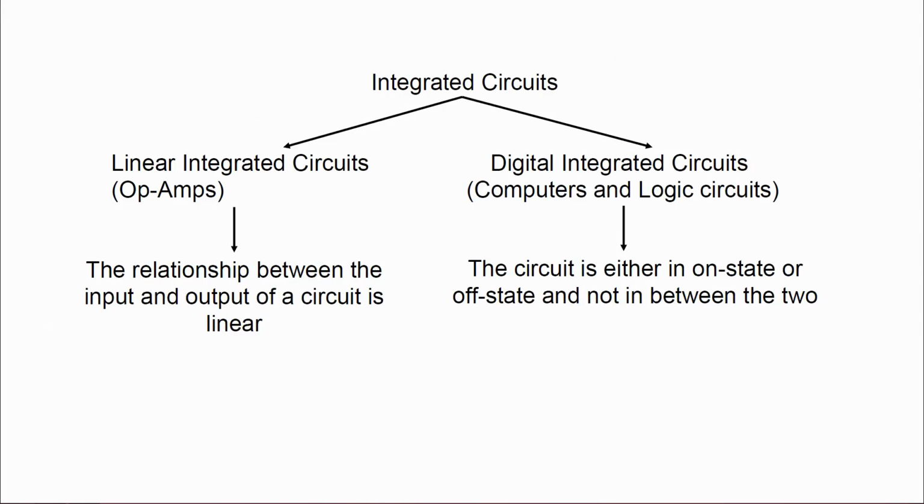Then if we talk about ICs further, then they can be classified into two parts, one is LIC, one is DIC. So, what is LIC? LIC is nothing but linear integrated circuits, and in these LICs we expect that the relationship between the input and output of a circuit should be linear, while in case of DIC, the DICs are computers and logic circuits, and the circuit is either in on state or off state and not in between the two.